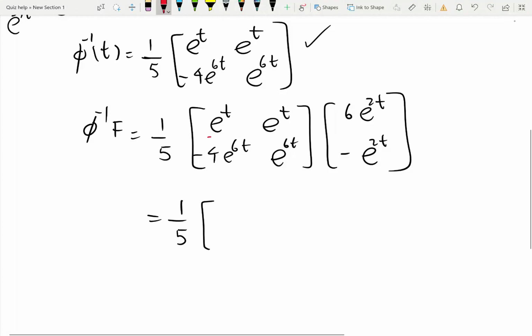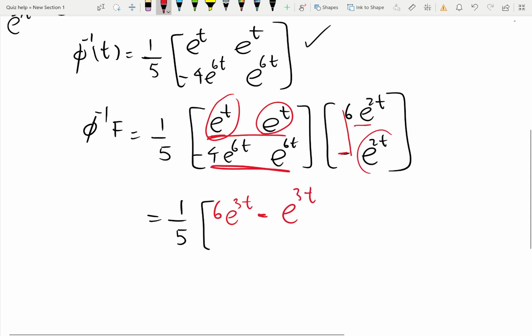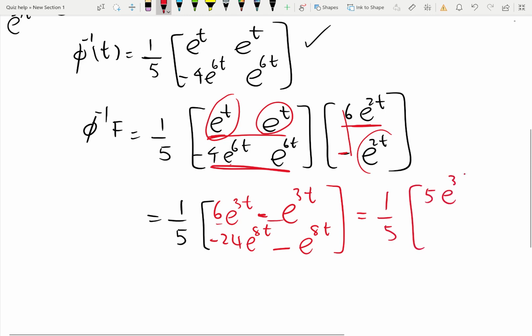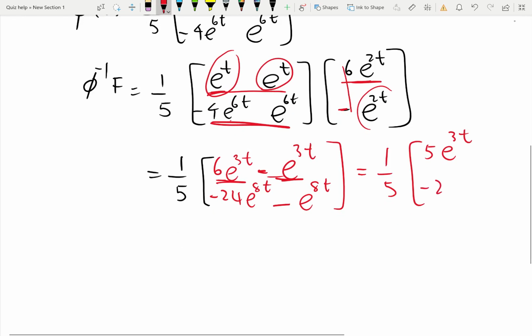So let's multiply in 1 over 5. To multiply out, you multiply this row by this column. So e to the t, be very careful. This is one place you can get really wrong. E to the t times the first one is 6 e to the 3t, and don't forget, e to the t times this one, it's not plus actually, minus here because of this minus, e to the t times e to the 3t. You get a vector. Now here negative 4 e to the 6t times this is negative 24 e to the 8t, here minus e to the 8t. Now combine this, 1 over 5. 6 minus 1 is 5 e to the 3t. We can do that because both of them are similar terms, they are both e to the 3t. Here negative 24 minus 1 is negative 25 e to the 8t. Now you can see we have numbers divisible by 5.